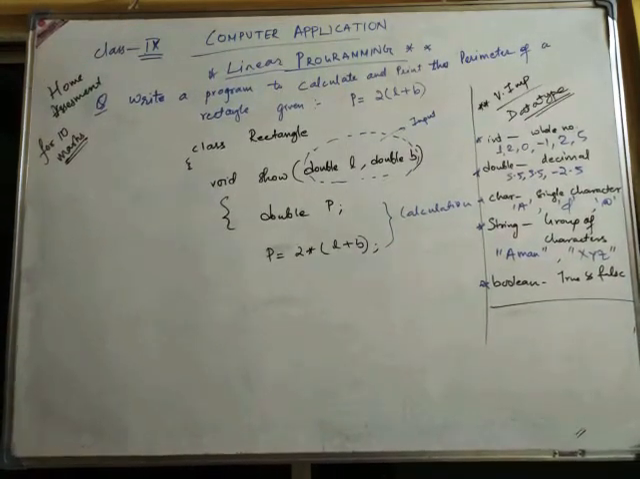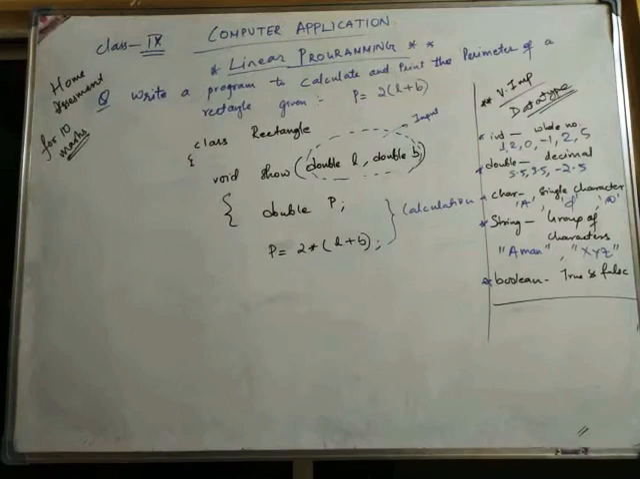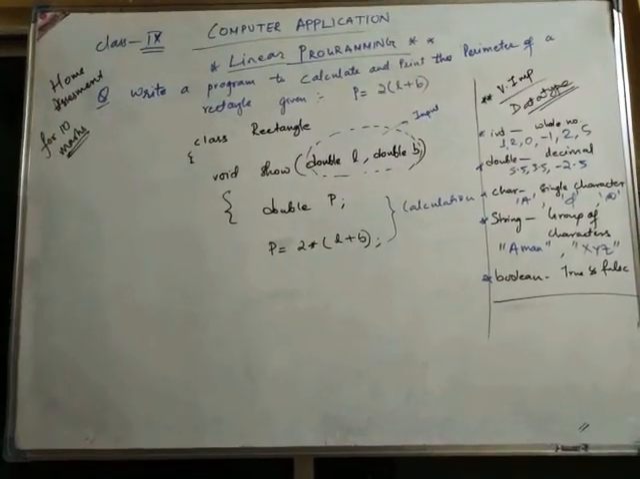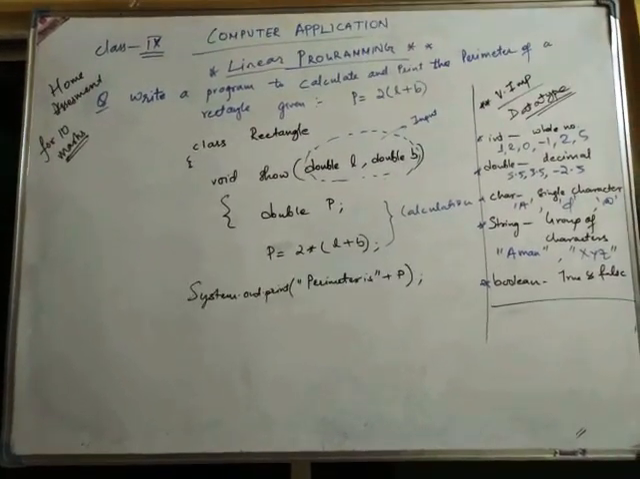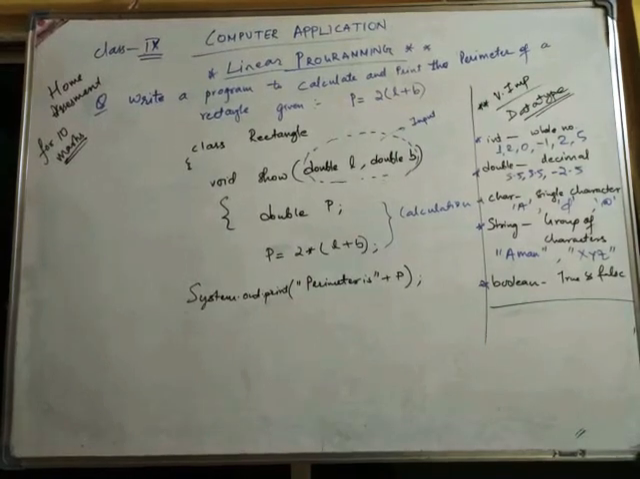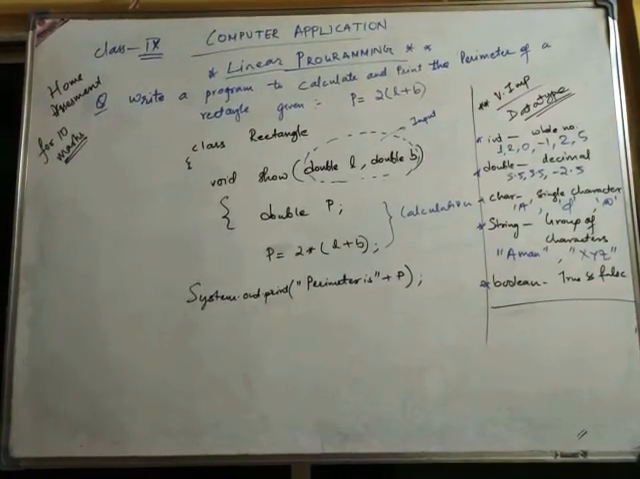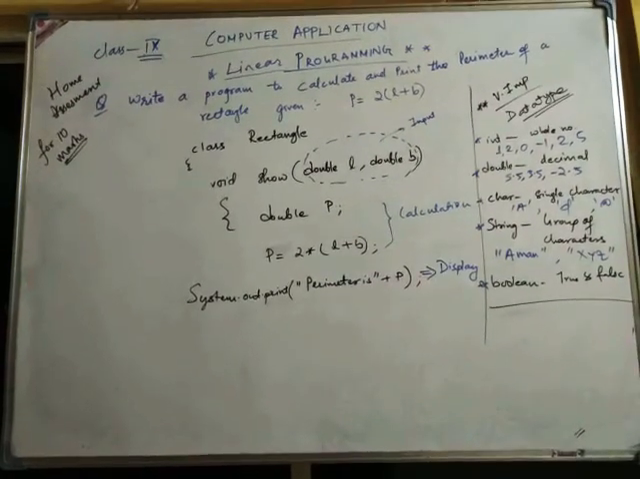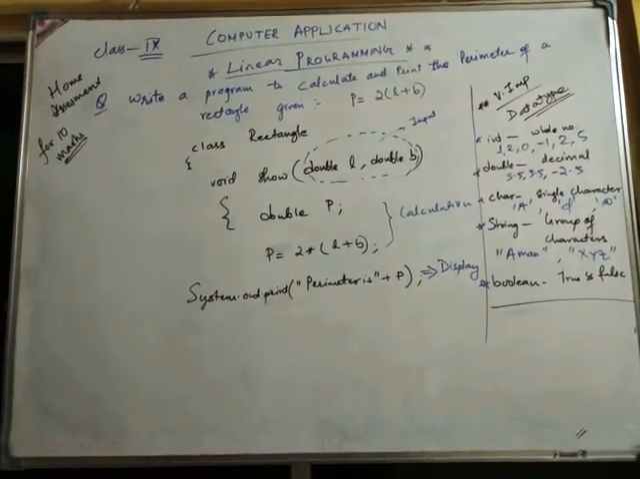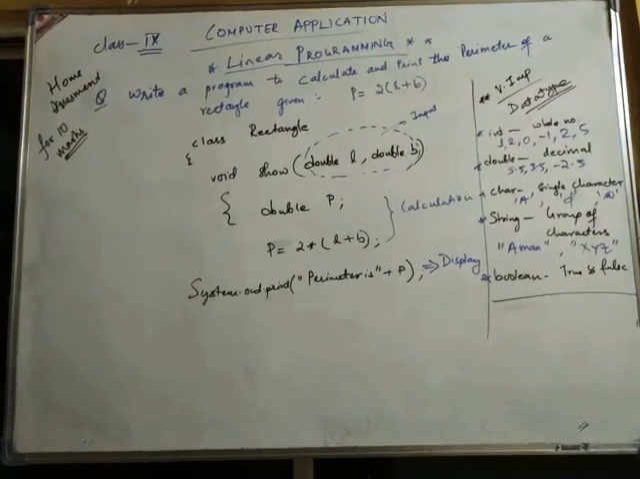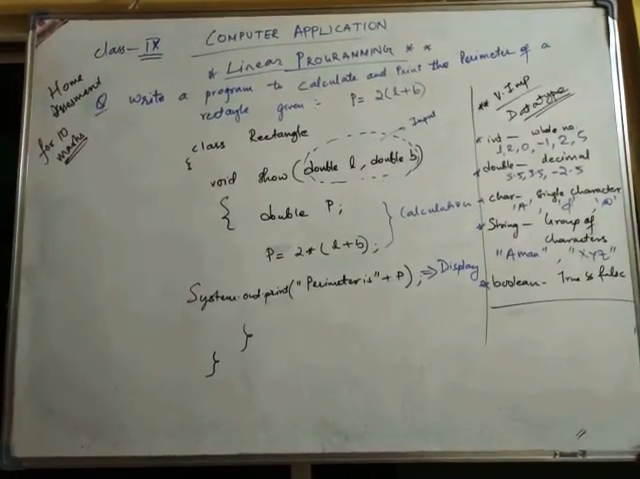After calculating the perimeter, my calculation step is over. I have to print. For printing we have to write System.out.print, "The perimeter is" plus P. Clear all of you? This is how you calculate the perimeter. After calculating the perimeter, this is the display work. After that, close the 2 braces. The program is over. Understood all of you?